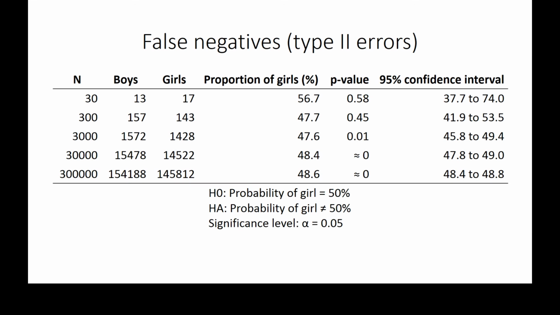For example, we did not reject H null when we only had 30 or 300 babies, but when we had 3,000 babies or more, we rejected every time. However, if we had chosen a different significance level, for example, 0.5% and not 5%, we would not have rejected H null when n was 3000, right? Because the p-value was 0.01.